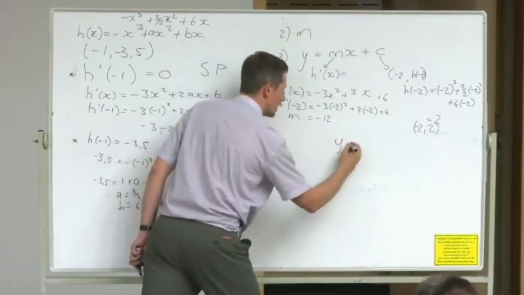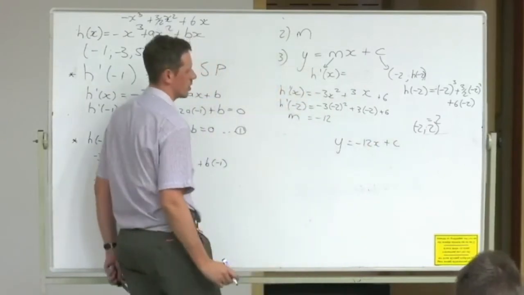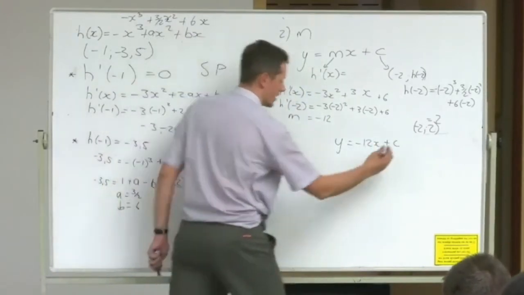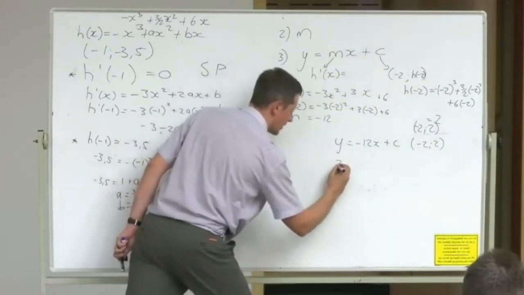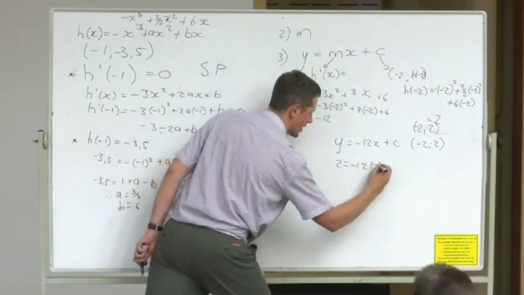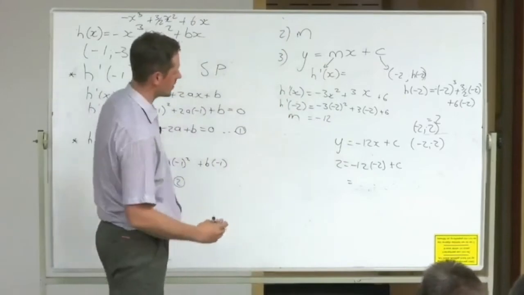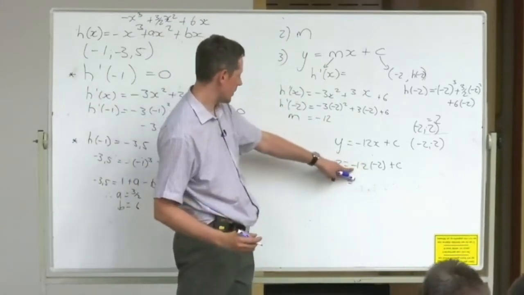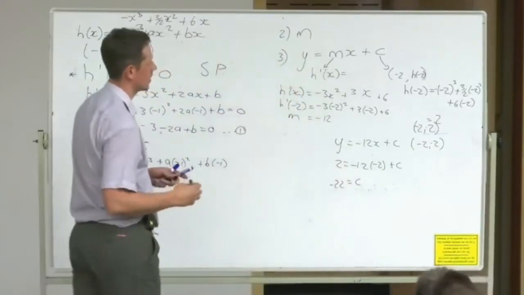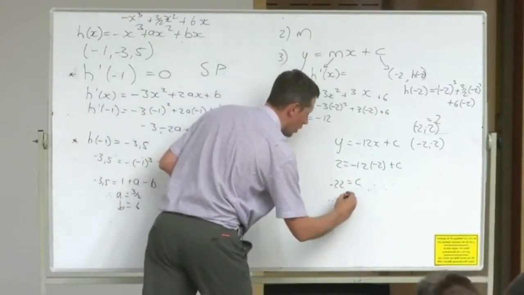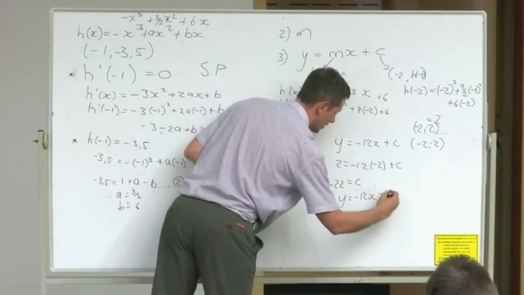So I've got y equal to negative 12x plus c. So this is going to give me, if I sub this in, 2 equal to negative 12 times negative 2 plus c. So this is going to give me positive 24. So this is minus 22 for c. So therefore, y is equal to negative 12x minus 22.